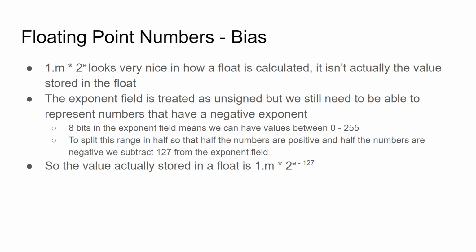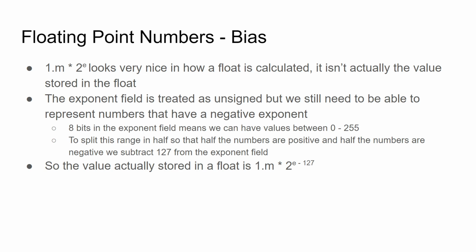The exponent field is actually going to be treated as an unsigned number, but we still need to represent numbers that have a negative exponent. So if we have 8 bits, that means we can represent the values between 0 and 255. But we want to split this range up so that half our numbers are negative and half the numbers are positive. So what we can do is subtract 127 from that number to give us about an even split of half positive numbers and half negative numbers. This is referred to as the bias.